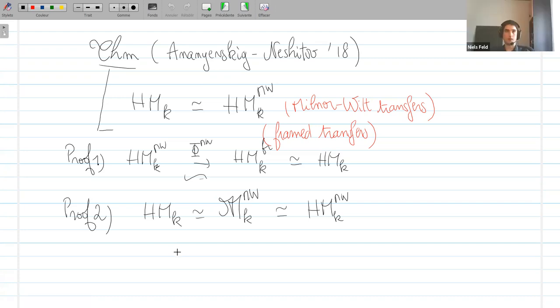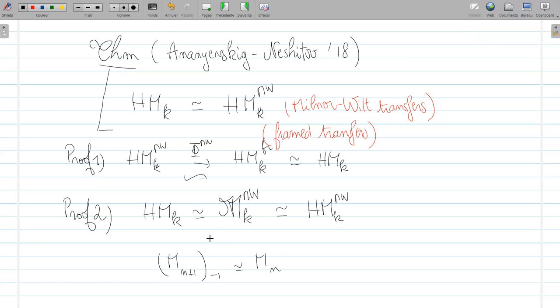This is because you have a long exact sequence, and when you work with the cohomology, you want this kind of property. Like that, and you can use the long exact sequence and the A1 invariance property to have this kind of isomorphism. Okay, yeah, I see it. So thanks. This is a bit technical, but this is doable.